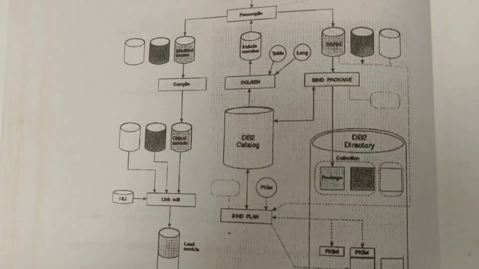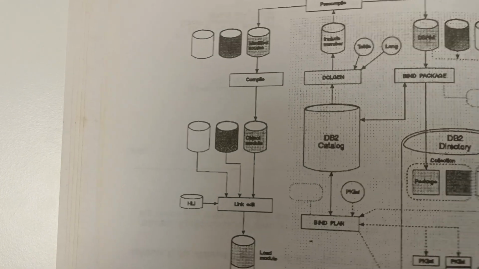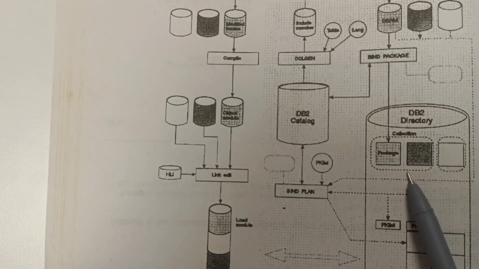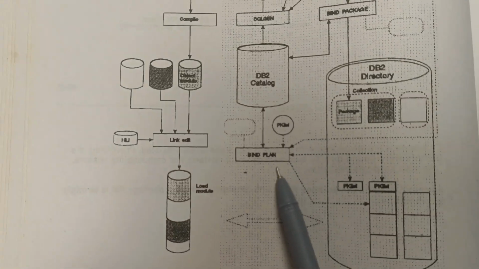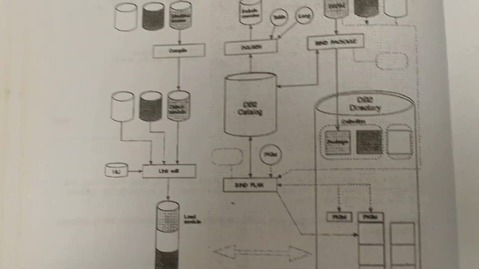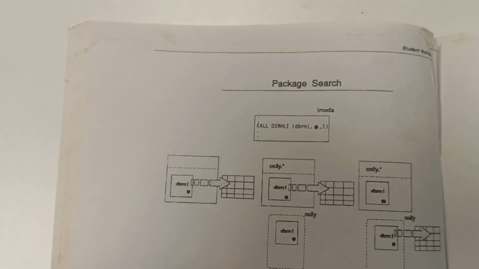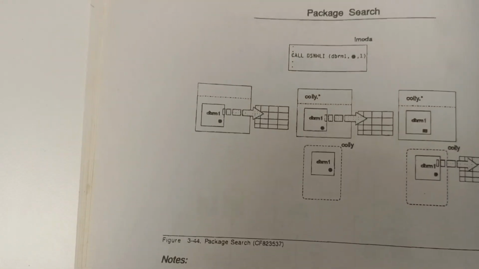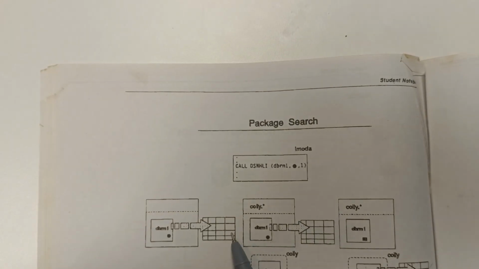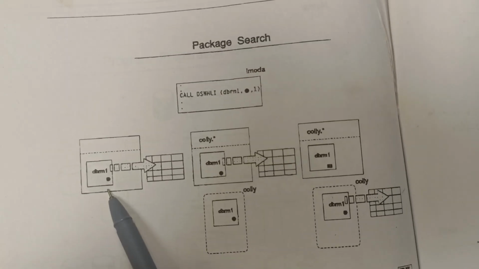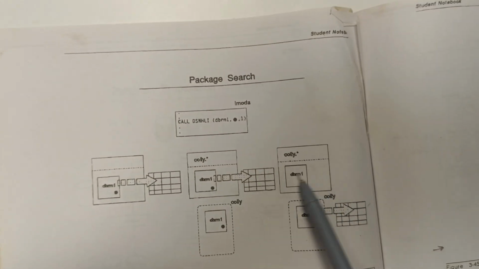Similarly, these are the program preparation steps. Till now we have reached the DB2 directory and collection, bind packages. After the DB2 catalog we saw the bind plan. It will go and pick the corresponding package list. Here it is a package search. Once we have done the call DSN call with the corresponding timestamp for the DBRM name, it will look in this directory.